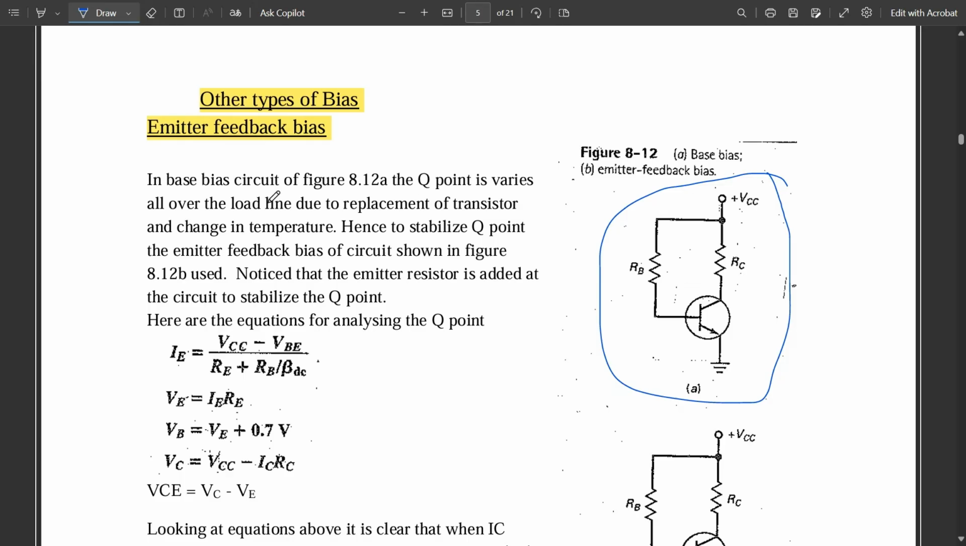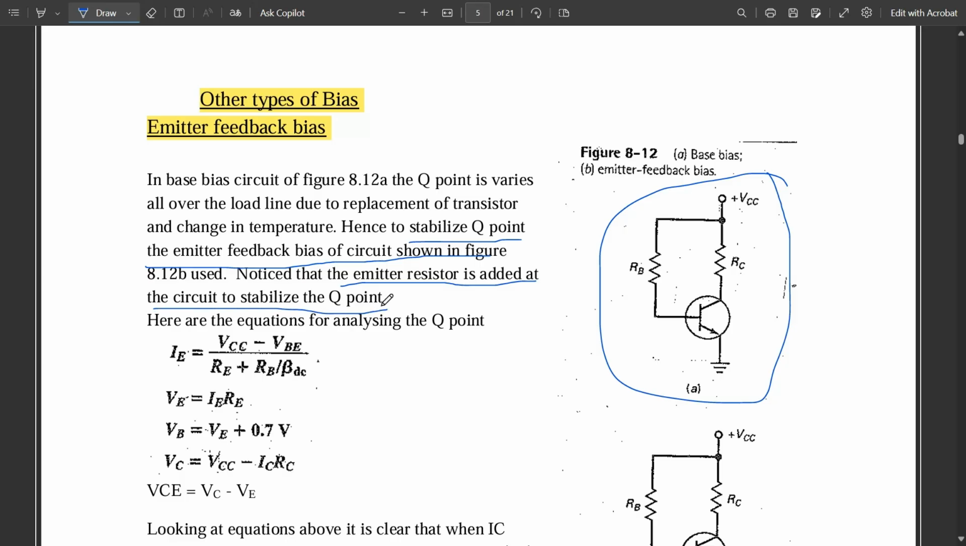So in the base bias circuit of figure 8.12, the Q point varies all over the load line due to the replacement of transistor and change in temperature. Hence, for Q point stability, the emitter feedback bias circuit is shown in this figure. Notice that the emitter resistance is added to the circuit to stabilize the Q point.